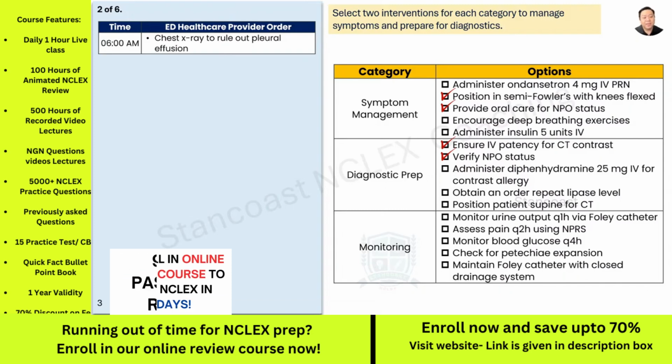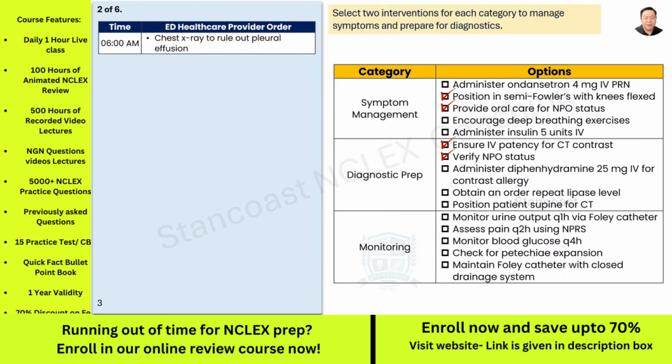And if you selected position patient supine for CT, well, you do not need to pre-position the patient for the CAT scan. This is the responsibility of the CAT scan technician. Your role before transporting the patient is to prepare the patient clinically, but not physically move them into the scan position. If you did this one, it could cause discomfort or maybe interfere with the procedure. So be careful. Now, let's move into the monitoring category. What do you think about the answers here?